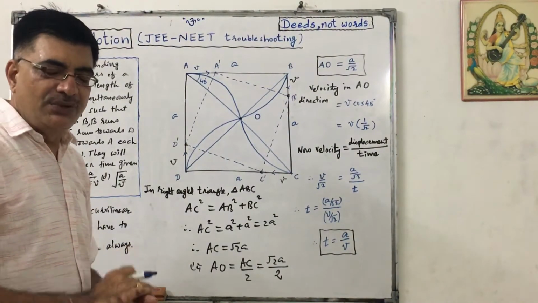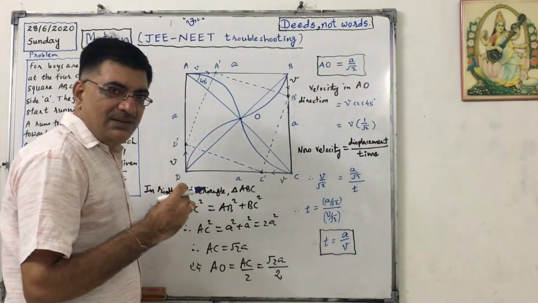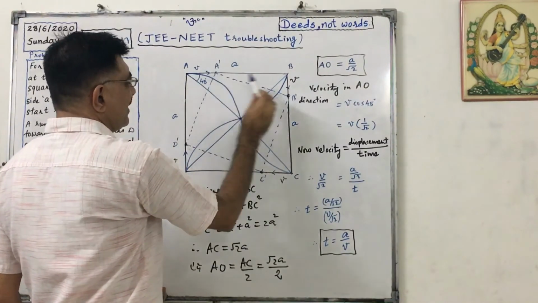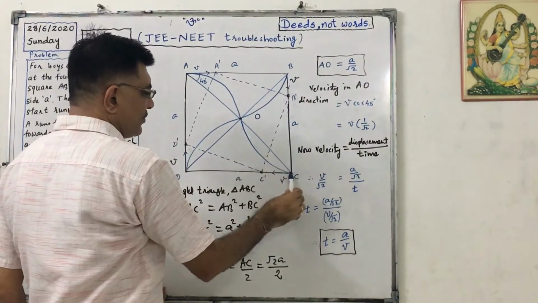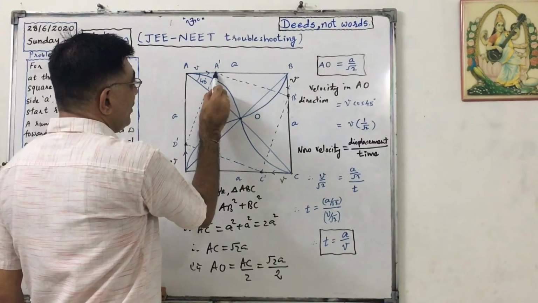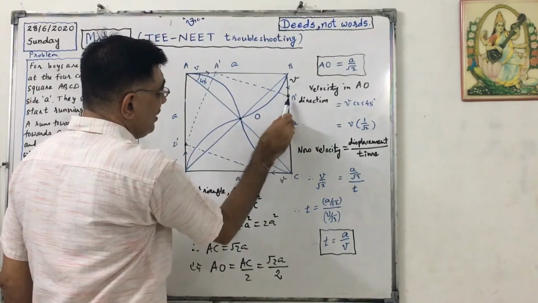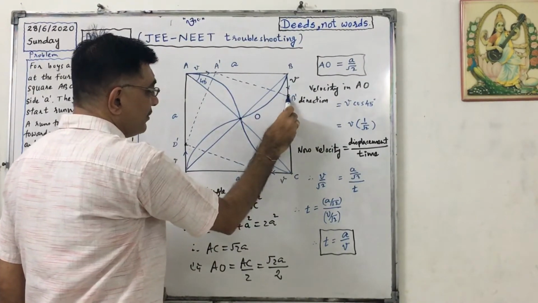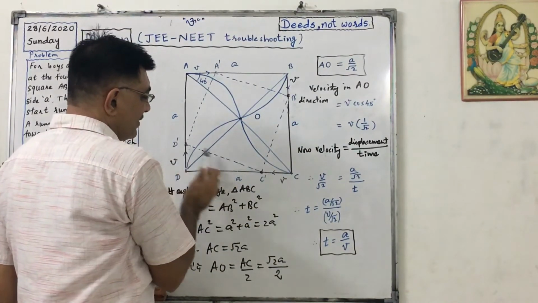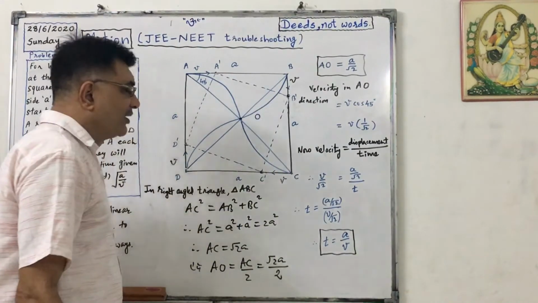Actually, this is magnitude. So what will happen? See, after some time, whatever time you take, A will reach A dash. In the same time, B will reach B dash, C will reach C dash, D will reach D dash. Now, A is here, so he will try to go in this direction. Similarly, B will be here, so he will try to go in this direction. Similarly, C will try to go in this direction, and D will try to go in this direction.